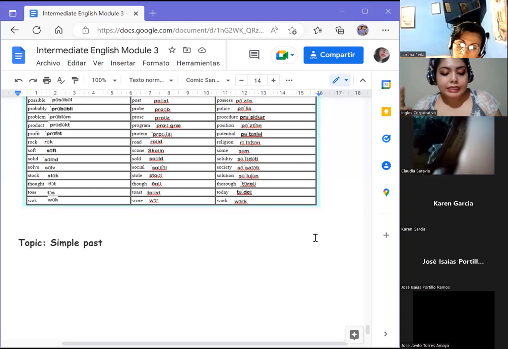So the simple past, also called past simple, past indefinite, or pretérito, is the same. It has a lot of names. It's a verb tense, which is used to show that a completed action took place at a specific time in the past. The simple past is also frequently used to talk about past habits and generalizations.